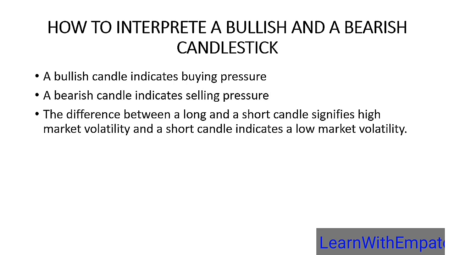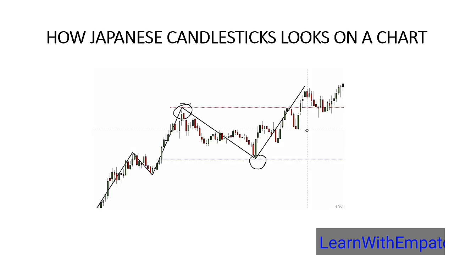So how do you interpret the bullish and bearish candlestick? A bullish candlestick indicates buying pressure, that is, the buyers are more than the sellers. And a bearish candlestick indicates selling pressure, where the sellers are more than the buyers. You know, the whole thing that forms this is the theory of demand and supply. So a long candle signifies high market volatility, and a short candle indicates low market volatility. You clearly understand what that means.